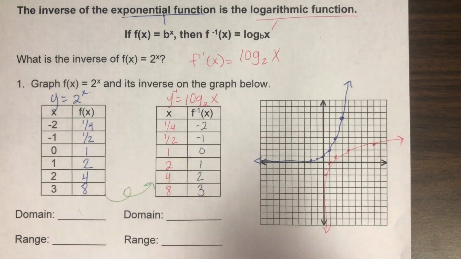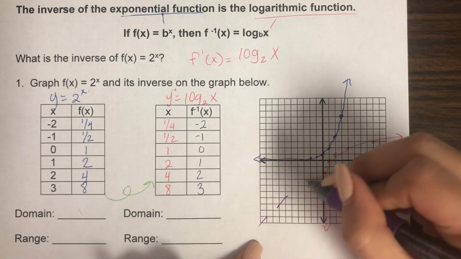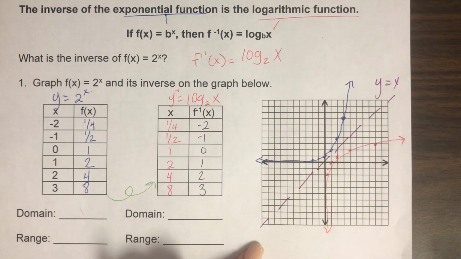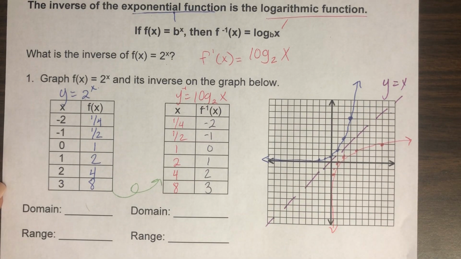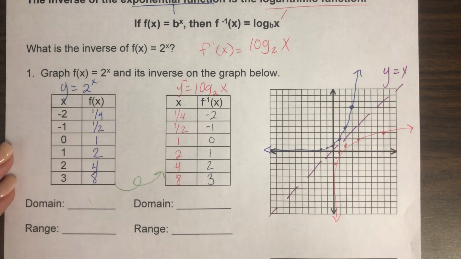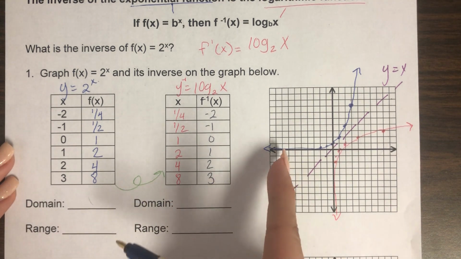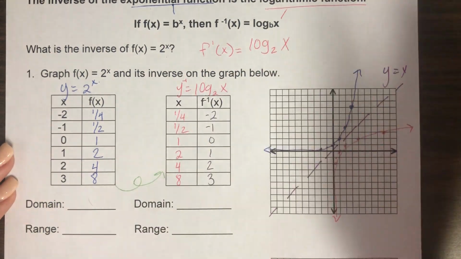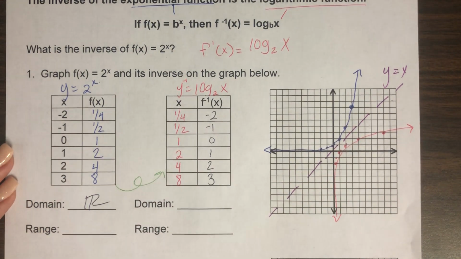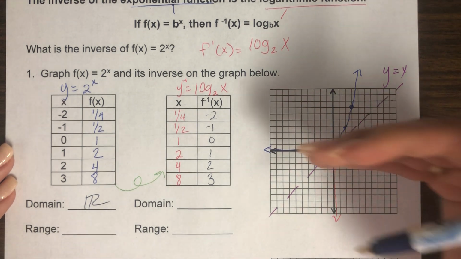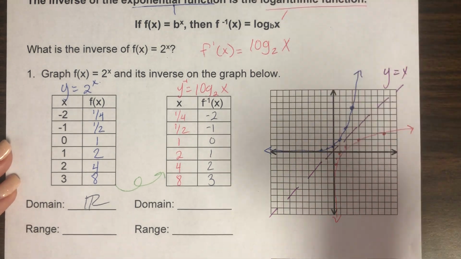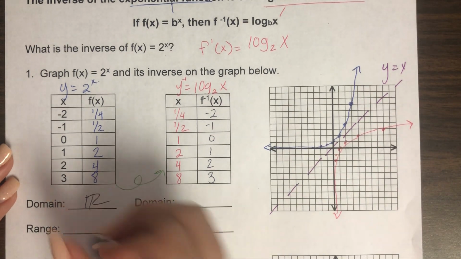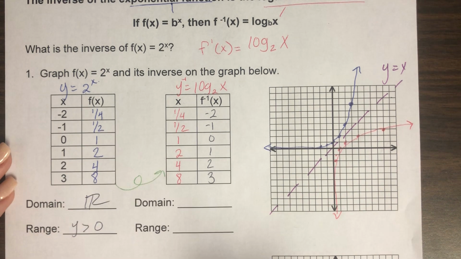The way you know you did this correctly is when you have a perfect symmetrical reflection across y equals x. So let's answer a few more questions. For the domain of our blue graph, our exponential, from left to right it's going to touch every single value, so all real numbers. My range is only going to be above 0, right? My range is my y's, so it's going to be y is greater than 0.